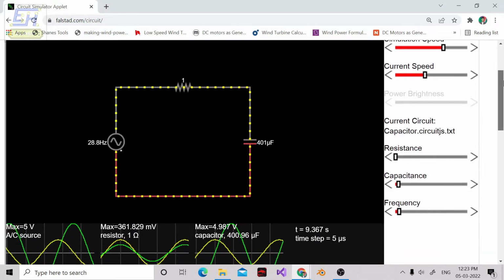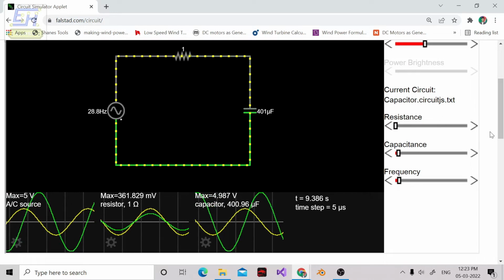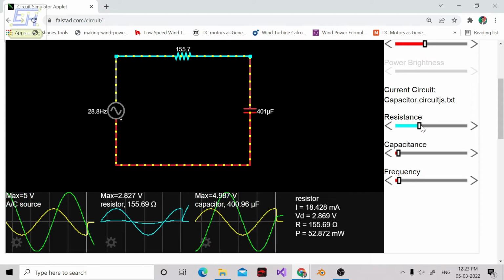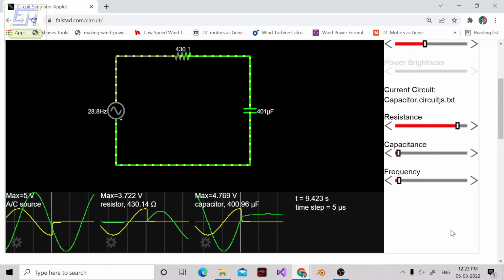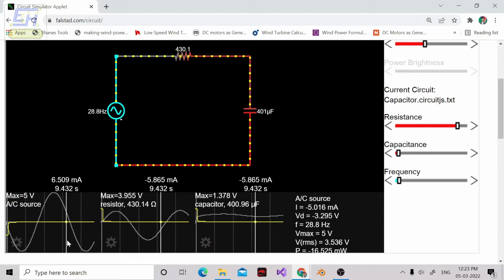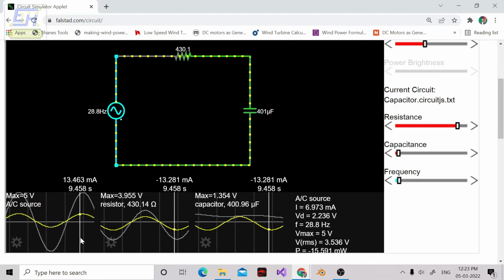Okay, I'll start the circuit. And now we will increase the resistance value. Okay, so I have increased the resistance value, and now let's see what happens. It will take a while to auto zoom, and now yes, it has done.